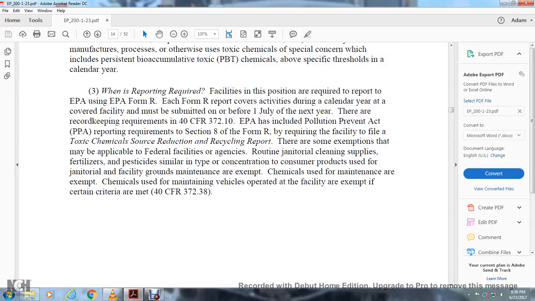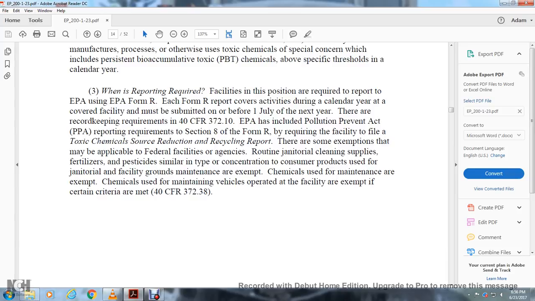When is reporting required? The facility is required to report to the Environmental Protection Agency using EPA Form R. The Form R reports cover activity during the calendar year, and the covered facility must submit it on or before July 1st of the next year. The recordkeeping requirements are in Title 40 CFR 372.10. The Pollution Prevention Act includes the reporting requirements of Section 8, with Form R requiring the facility to file toxic chemical source reduction and recycling information.